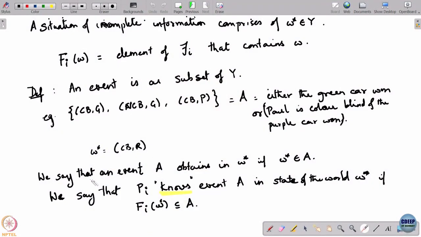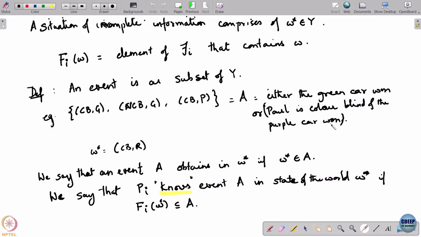So what does that mean? Here in this case, we took this event A. What does this event stand for? It was the event that Paul is colorblind and the green car has won, or Paul is not colorblind and the green car has won, or Paul is colorblind and the purple car has won. It's one of these 3 possibilities. This for us was an event. Succinctly, you can say that either the green car won or Paul is colorblind and the purple car won. This is what this event captures.